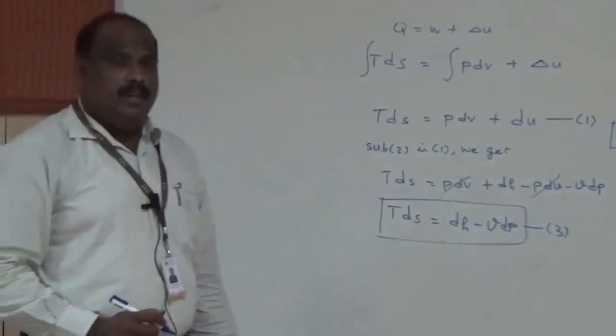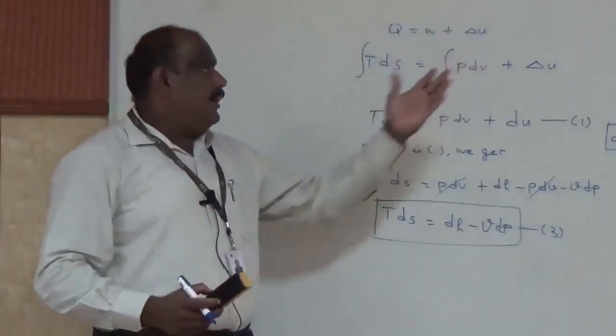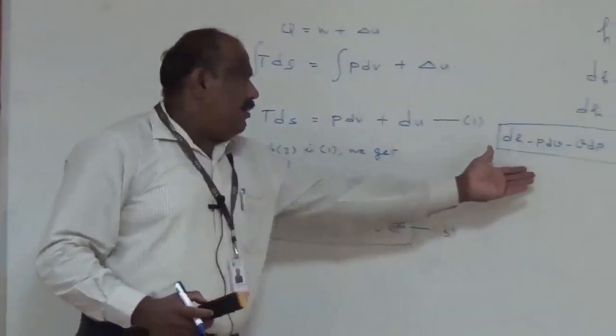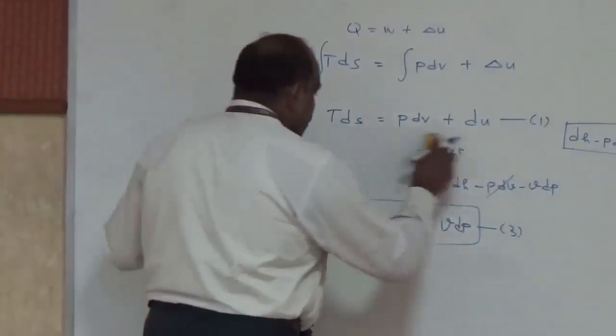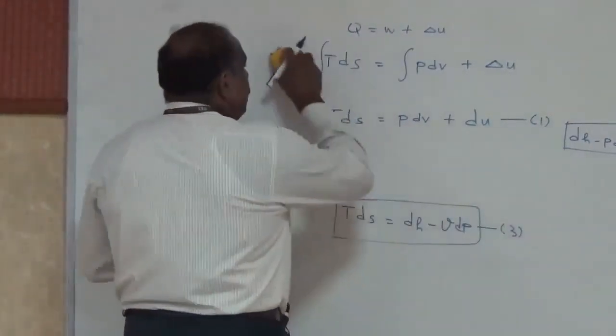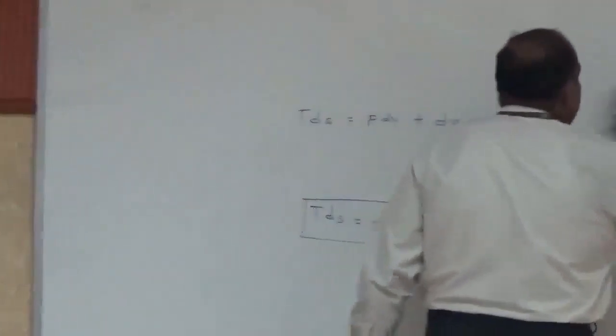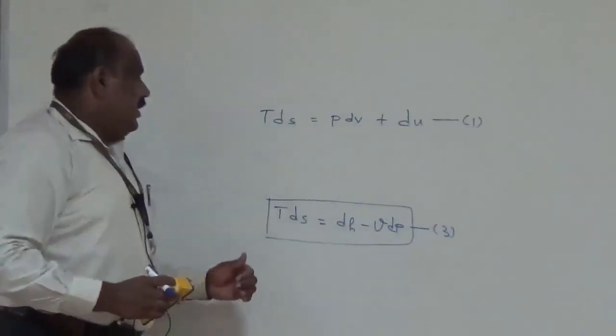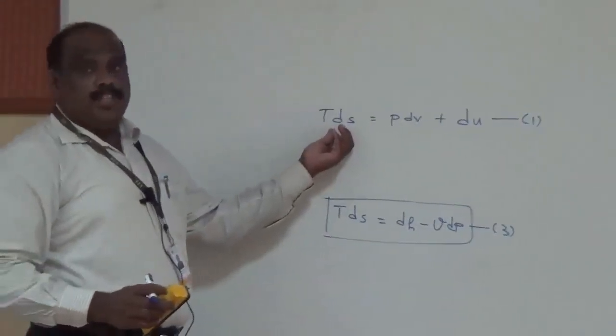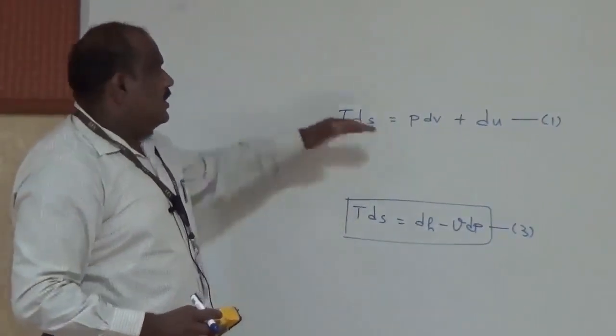I hope I am not fast. We have taken the first law of thermodynamics and the enthalpy definition and substituted the value of du. We ended with the third equation. Now the main aim for me is to find the entropy change, that is S2 minus S1. So let us take equation 1.